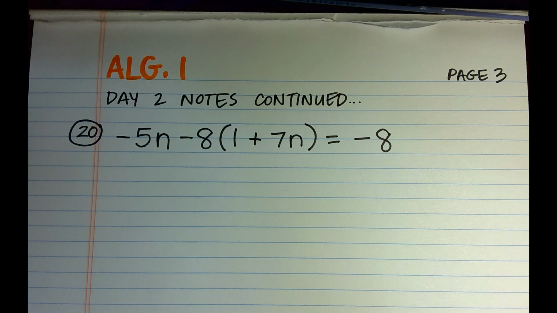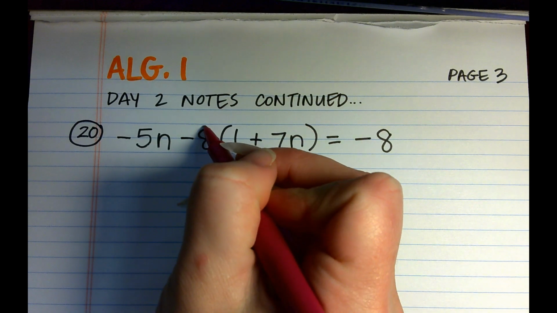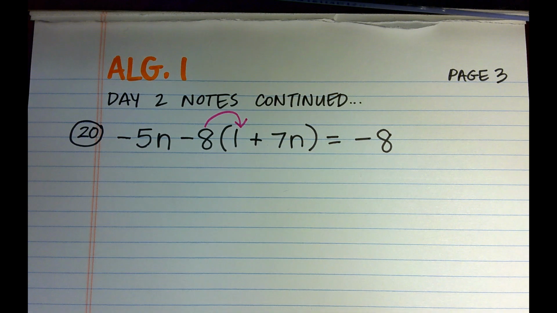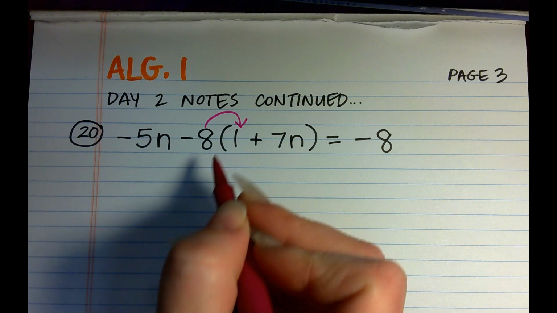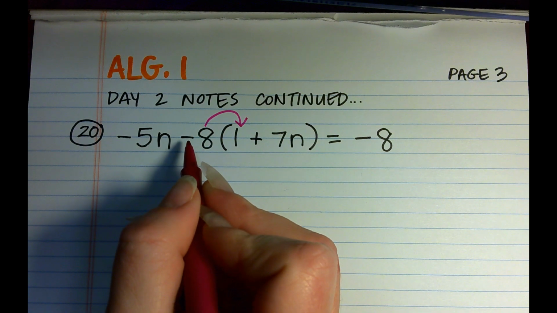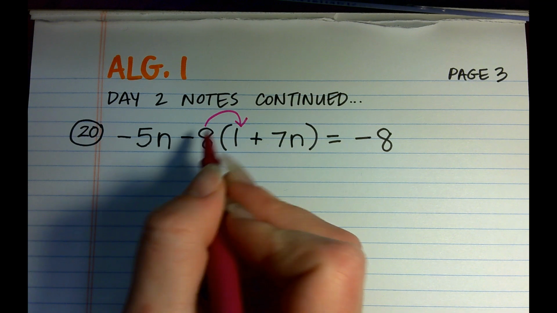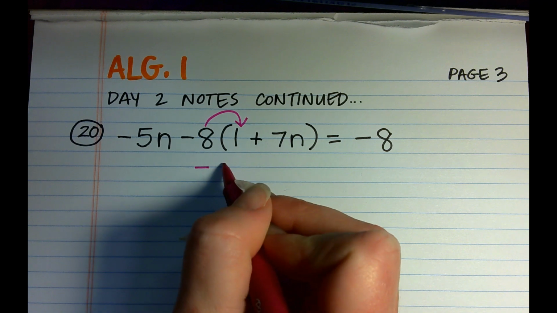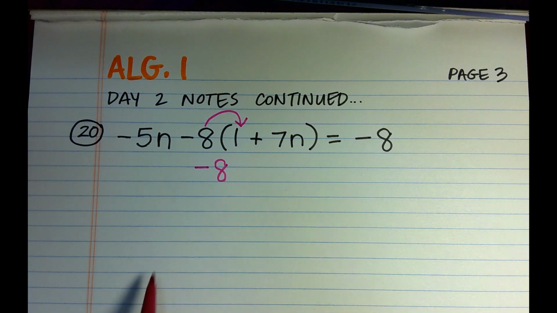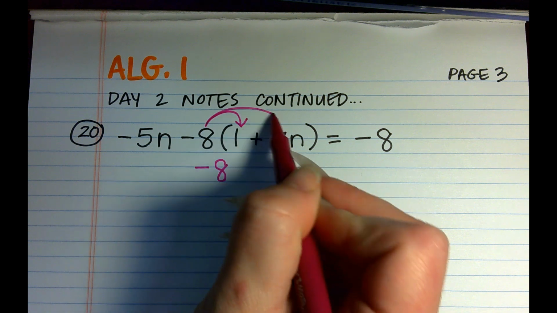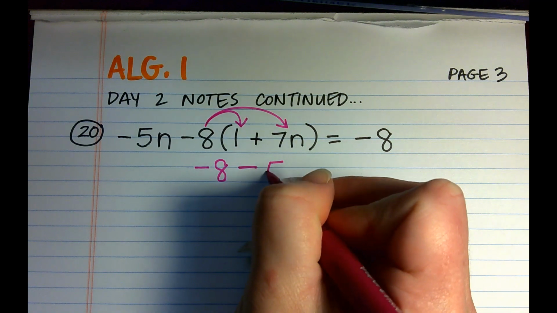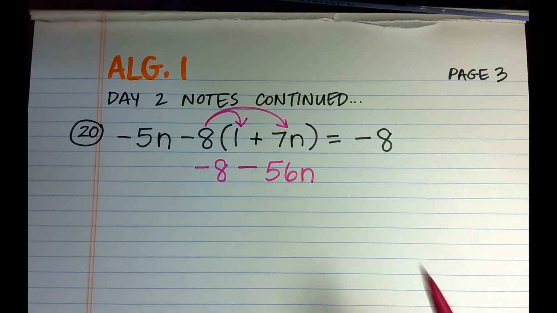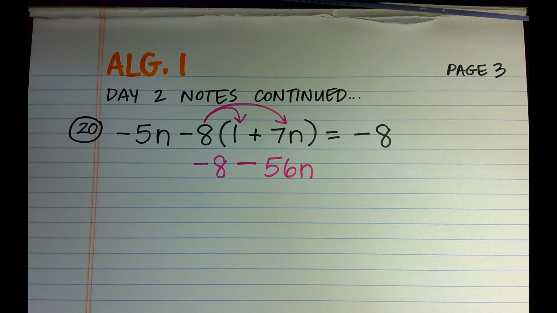So let's work this out. Negative 8 times 1 is negative 8. A negative times a positive gives us a negative. So we're getting negative 8. Now, negative 8 times positive 7n is negative 56n. Good. So I've done my distribution.